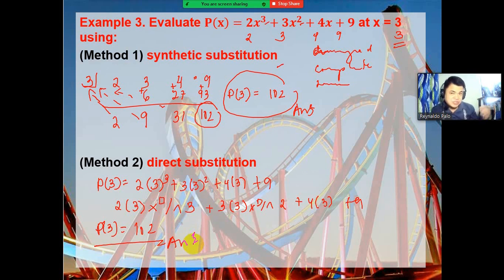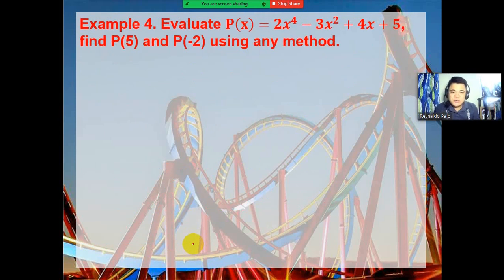I'm not going to suggest anything because some of my students before prefer synthetic substitution, and some prefer the other method, which is direct substitution. Now let's have an example: evaluate p of x equals 2x raised to the 4th power minus 3x squared plus 4x plus 5. Find p of 5 and p of negative 2 using any method.